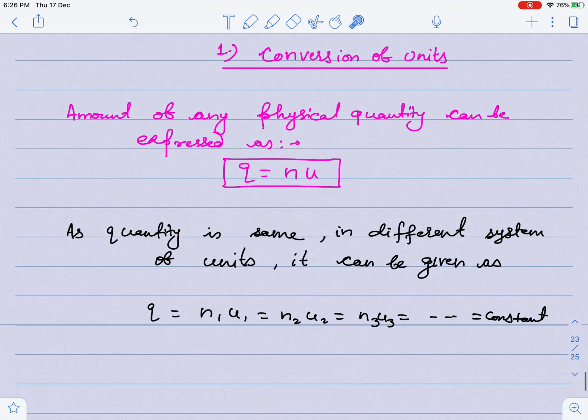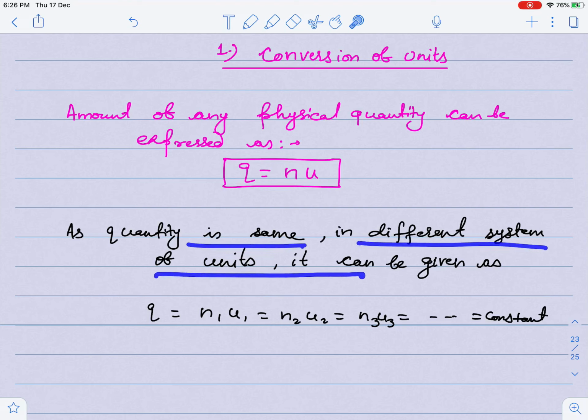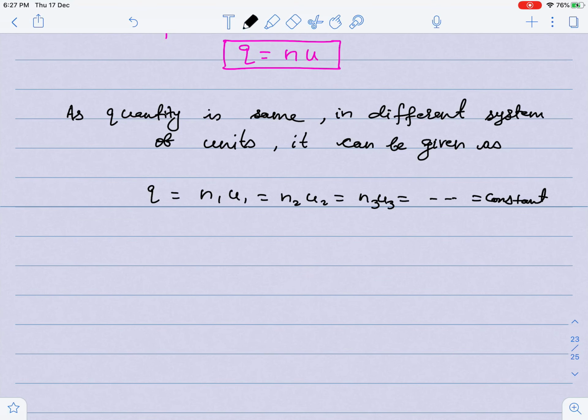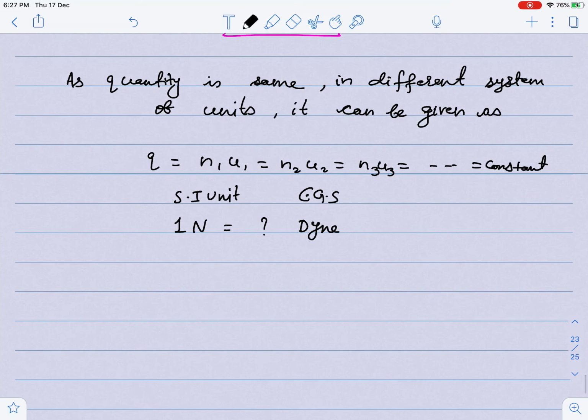Next, as we know that a quantity is the same in different systems of units, it can be written as n1 u1 is equal to n2 u2 is equal to n3 u3. I want to give you one illustration of this. Suppose I ask, 1 Newton is equal to how many dyne? Because you know that Newton is the SI unit of force, and dyne is the CGS unit of force. So what is the relation and how can we deduce it? I know that n1 u1 is equal to n2 u2. You have to keep this in mind.